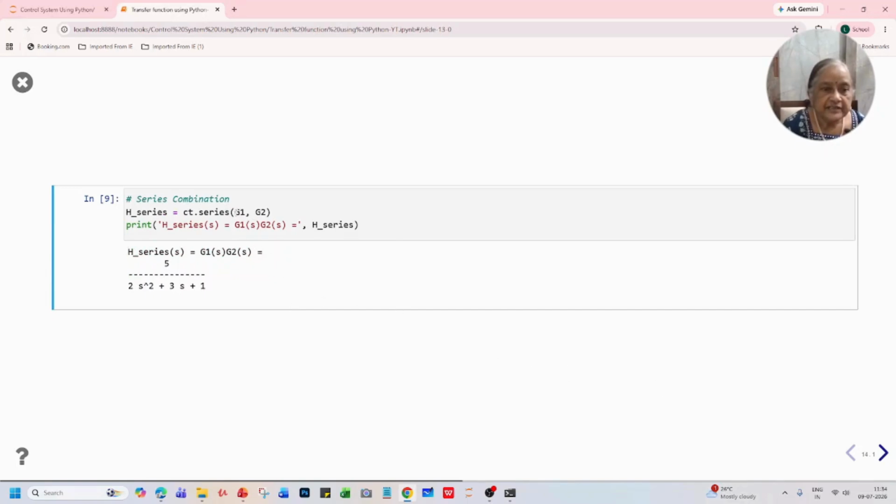So when we connect this G1 and G2 in series, it will be G1 into G2, that is 1 by s plus 1 multiplied by 5 by 2s plus 1. So when you carry out the multiplication of the denominator, you get 2s square plus 3s plus 1 and numerator is 5 into 1, that is 5. So this is the resultant of the transfer functions which are connected in series.